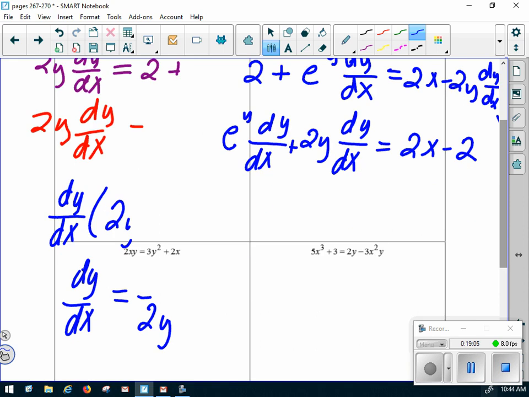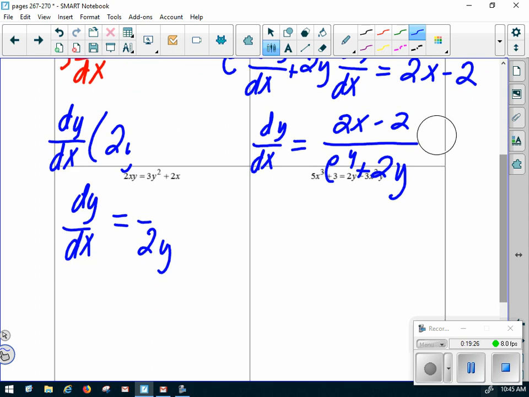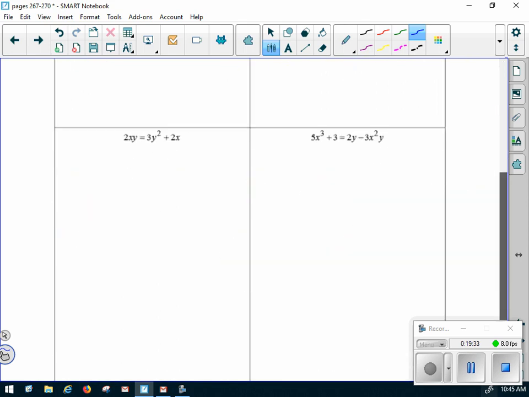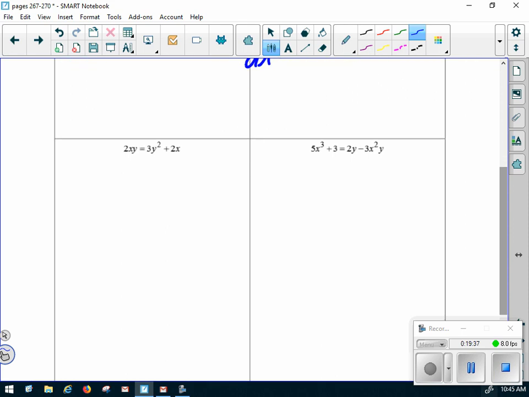Can you go right from here and figure out dy dx? 2x minus 2 over e to the y plus 2y. All right, so now we'll do those two on the bottom, yes? Look at the one on the left.